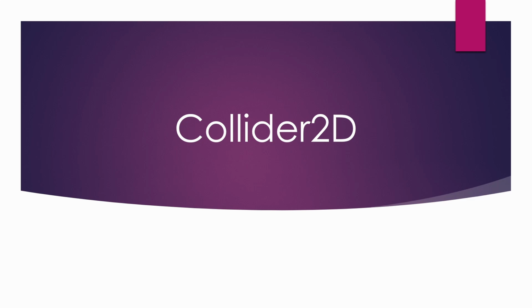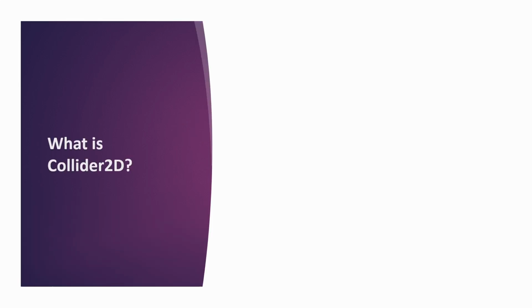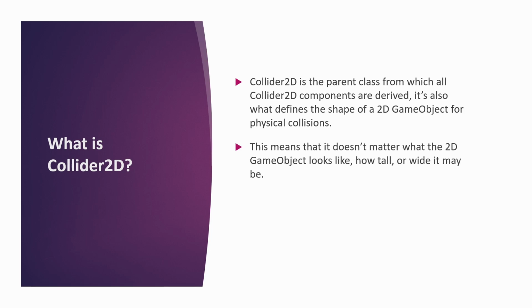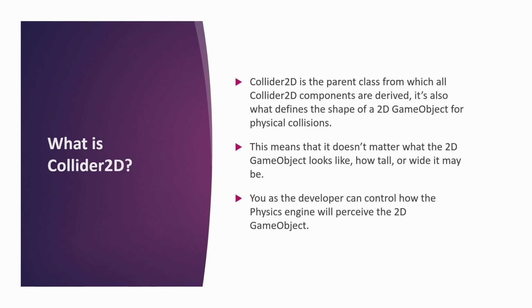With that said, let's move on by first understanding the definition of Collider2D in the Unity context. Collider2D is the parent class from which all Collider2D components are derived. It's also what defines the shape of a 2D game object for physical collisions. This means that it doesn't matter what the 2D game object looks like, how tall or wide it may be. You as a developer can control how the physics engine will perceive the 2D game object.